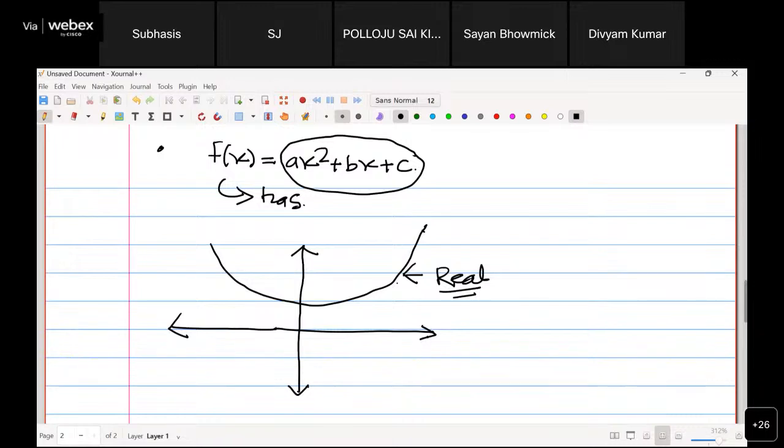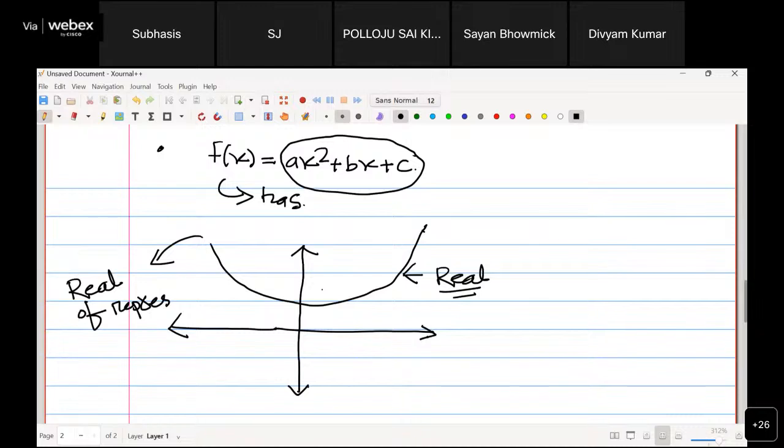No, we can't actually draw it. What we're drawing right now is the real representation of the graph. We only represent it, but we can't draw the complex one in real. This is not the complex representation of the graph. I'm drawing the real one.